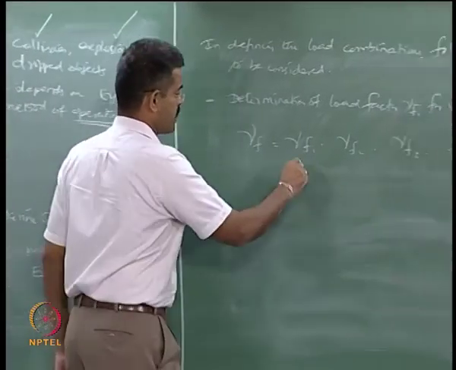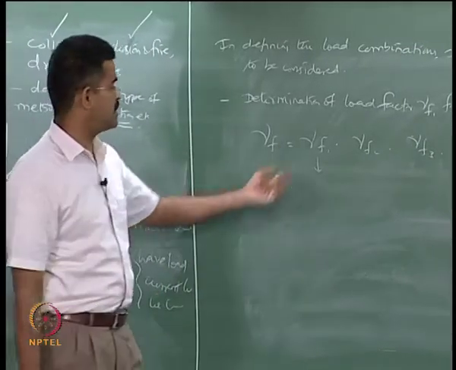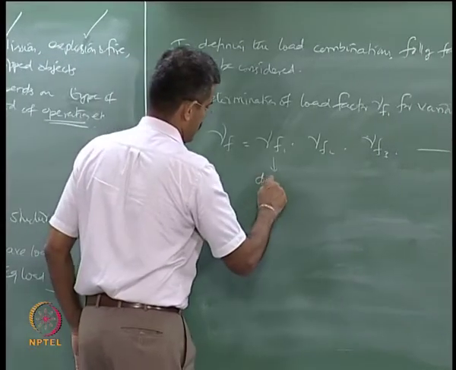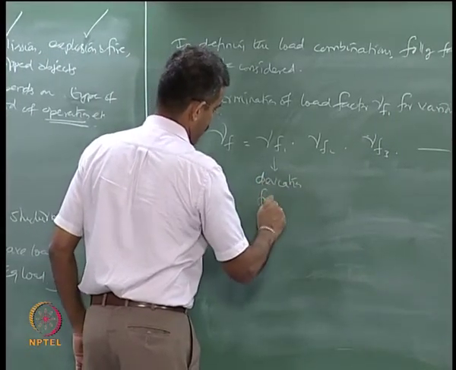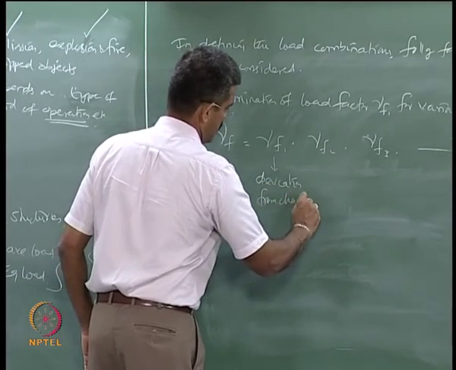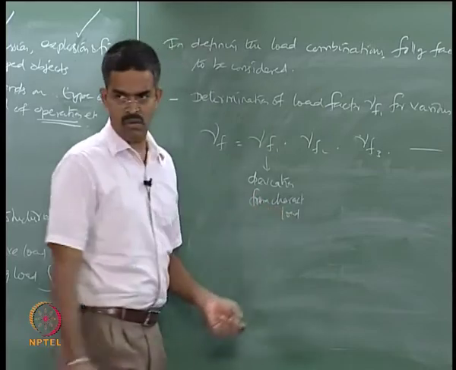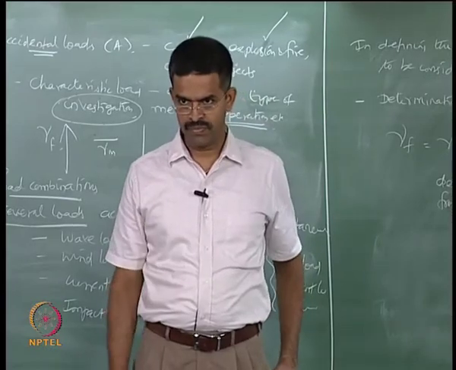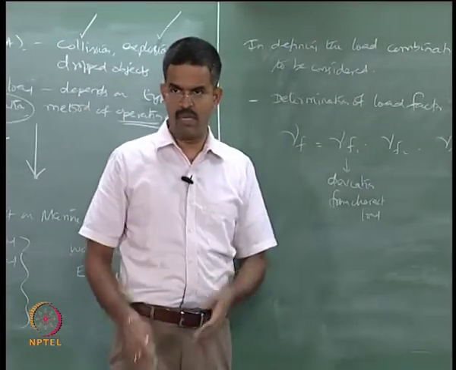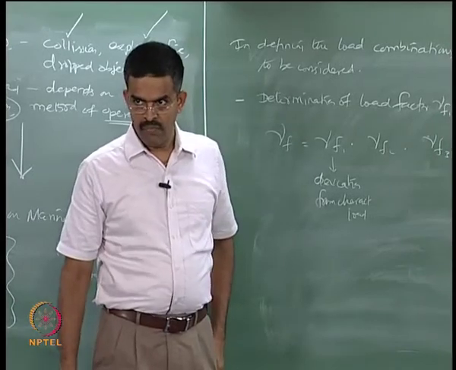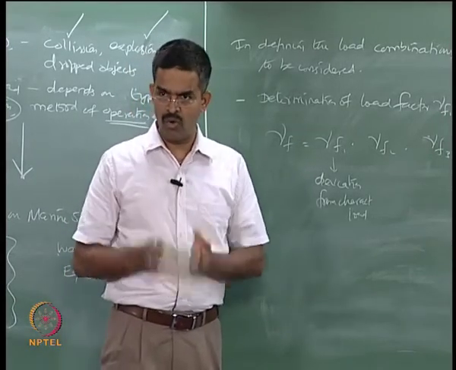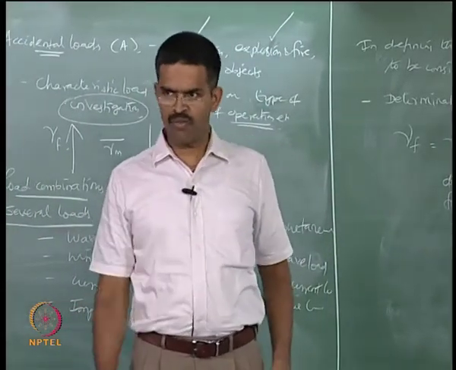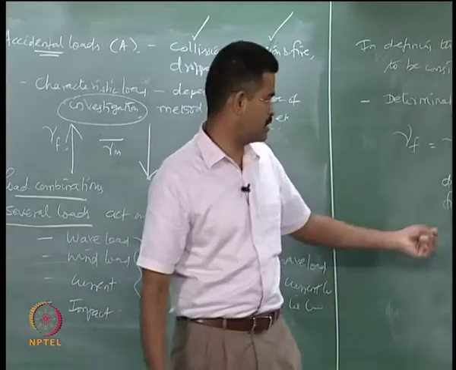What are those parameters which gamma F1 is addressing? Deviation of loads, deviation from characteristic load. What do you mean by characteristic load? The load should not exceed 95% of its possibility. Whatever the magnitude may be, say 1000 kilonewton, within the return period of that load, 1000 kilonewton load should be acting. The variation cannot be more than 5%, 95% it is correct, 5% error, that is what characteristic load is.